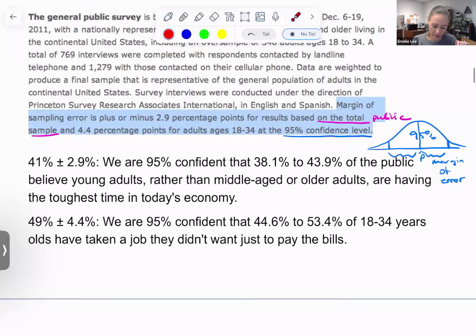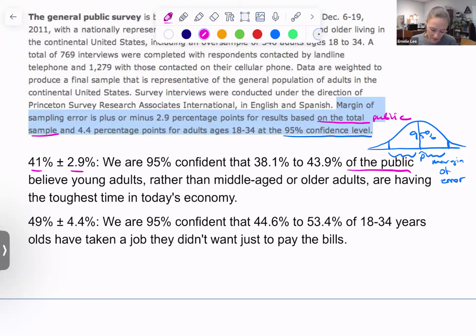So what can we say? We can say 41 plus minus 2.9%. So at a 95% confidence level, we can say we're 95% confident that 38.1% to 43.9%, building out those buffers, going down a little, up a little, of the public. So it is of the public, because my estimate was from the public and my margin of error was from the public, and so I can only talk about the public.